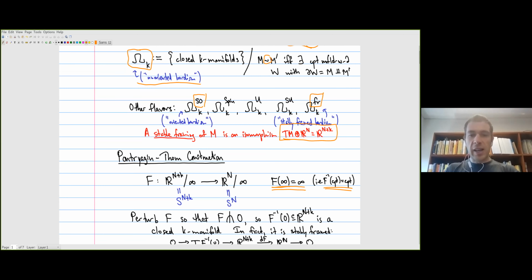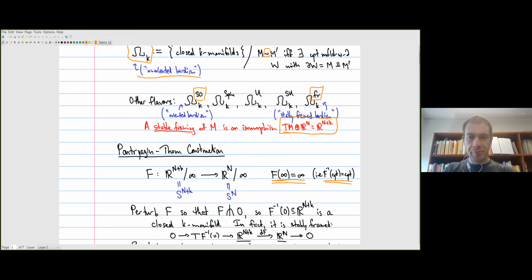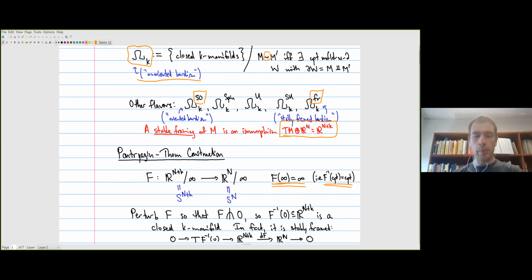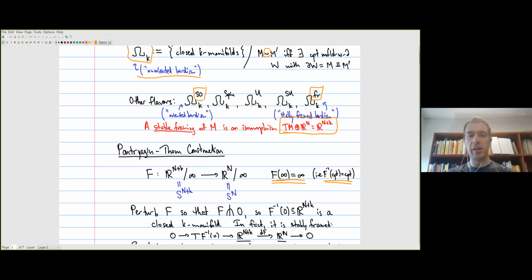And moreover, it has a stable framing. There's this exact sequence telling me what the tangent bundle of the zero set of f is. We're doing topology, not algebraic geometry, so every short exact sequence of vector bundles splits just by choosing a Riemannian metric. So this gives you an isomorphism between this plus this and this guy in the middle.